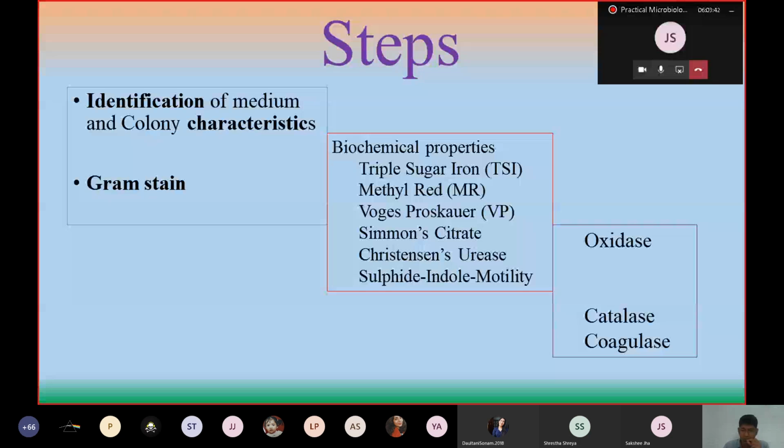Now after this, what? After this we see all the properties, all the biochemical features, and we come to the conclusion that this organism is this, or this organism can be E. coli, this organism can be Klebsiella, this organism can be Staph aureus. This is how we identify the organism. Same in the laboratory, same here for your practical. These are the same tests that we have already listed.